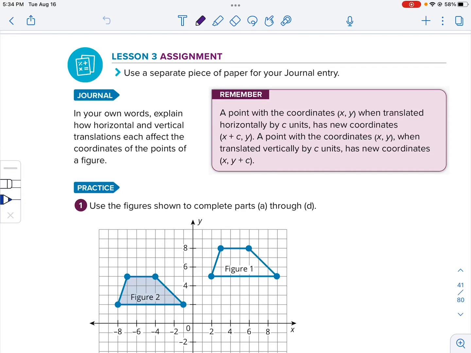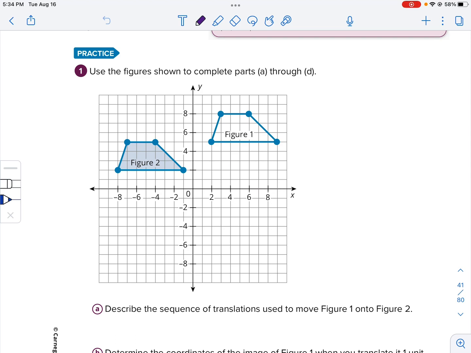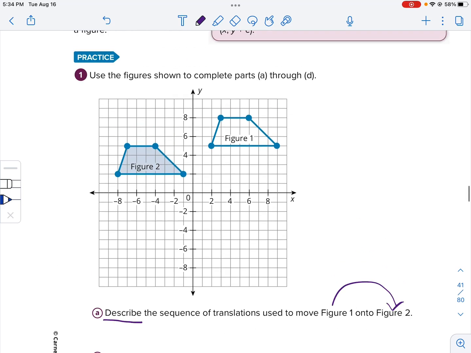So we're in Module 1, Topic 1, Lesson 3, and we're doing translations. Okay, so we're going to use these two figures for parts A through D. Now, we're supposed to describe, and we're going to move from 1 to 2. So what I'm doing is I'm going to take this point right here, and this is my pre-image, and I'm going to see where it goes to get to my image.